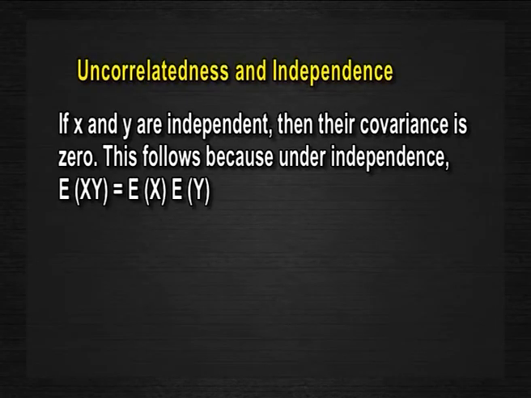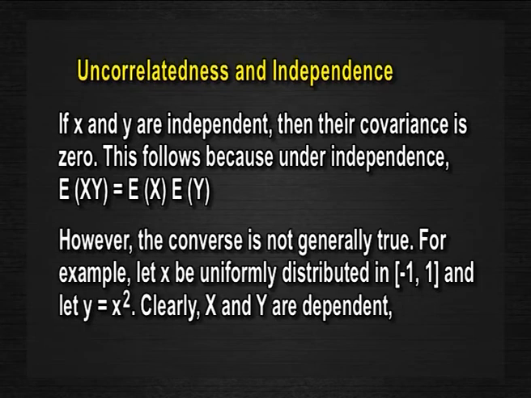Now, next coming to uncorrelatedness and independence. Now, let us see the relation between uncorrelatedness and independence. If X and Y are independent, then their covariance is 0. This follows because under independence, expectation of X into Y is equal to expectation of X into expectation of Y. However, the converse is not generally true.